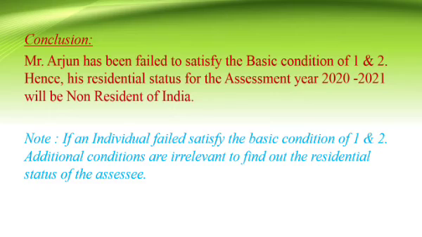For 2019-20, he stayed more than 60 days in India, because as already stated, 1st May 2019 to 14th July 2019 is equal to 75 days. It is more than 60 days, so he has satisfied that. But finally, the basic condition of the second condition he failed to satisfy. So the conclusion for exercise number 3: Mr. Arjun has failed to satisfy the basic condition of the first condition and the second condition. Hence, his residential status for the assessment year 2020-21 will be non-resident of India.